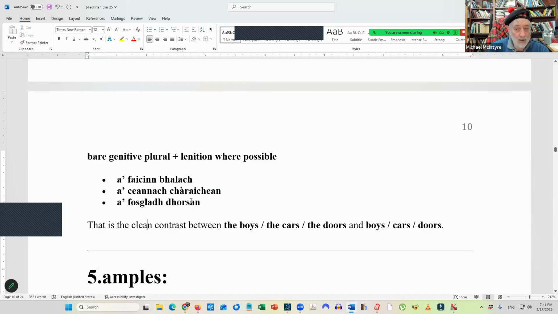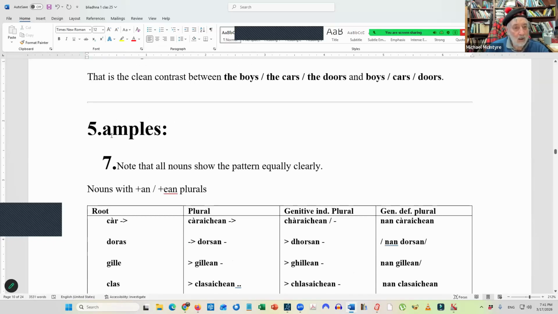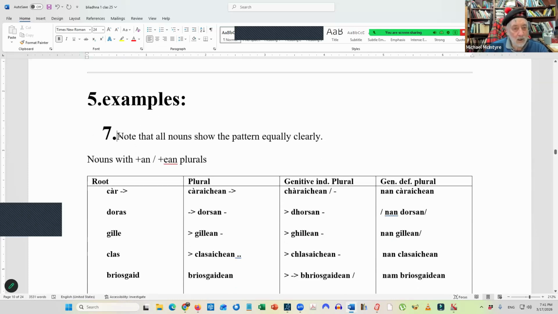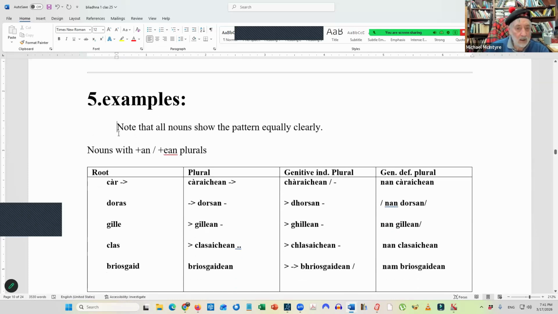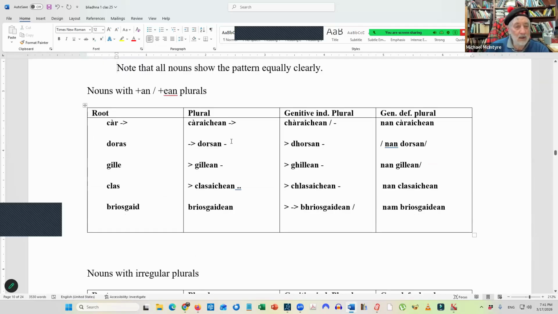Let me go to examples. I don't know why seven keeps on showing up. Here we have some examples. Car, plural would be caracan, genitive indefinite plural, caracan, non-caracan. Doris, Dorson, Gorson would be the genitive indefinite. Then non-Dorson would be the definite.